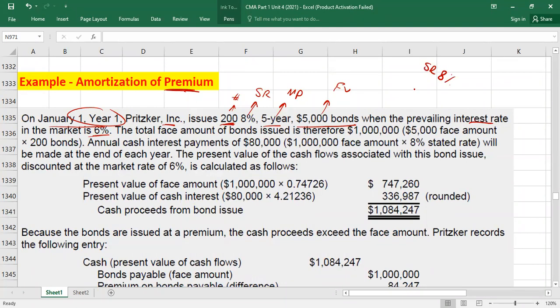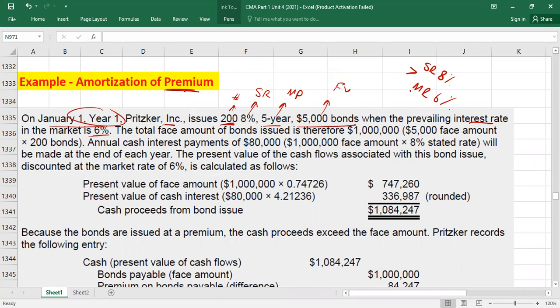8%. What is market rate? Tell me, is it premium or discount? Premium, because stated rate is greater than market rate. Whenever it is greater, it's a case of premium. So first we need to know what is the amount of premium. Then we will amortize, right?